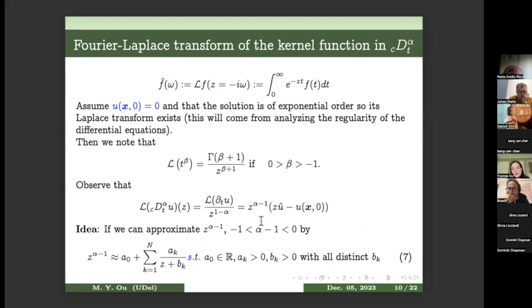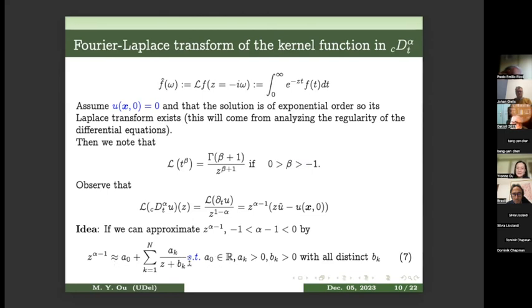Another thing to notice is this z to the alpha minus 1. Because alpha is between 0 and 1 for subdiffusion, alpha minus 1 will be in this range, a negative number but not too bad, greater than minus 1. So my goal here is the following, and I'll justify it later. I say, okay, in the transform domain, can I approximate this Caputo kernel in this way?